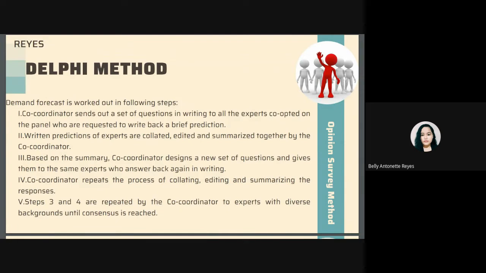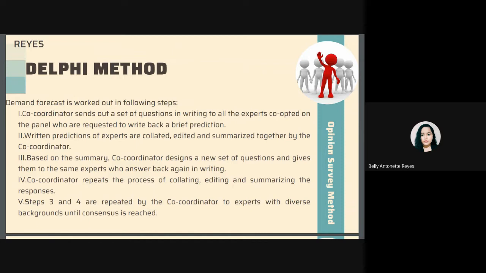These are the steps used in demand forecasting when using the Delphi method. First, the coordinator sends out a set of questions in writing to all the experts co-opted on the panel, who are requested to write back a brief prediction. Second, written predictions of experts are collated, edited, and summarized together by the coordinator. Third, based on the summary, the coordinator designs a new set of questions and gives them to the same experts, who answer back in writing. Fourth, the coordinator repeats the process of collating, editing, and summarizing the responses.